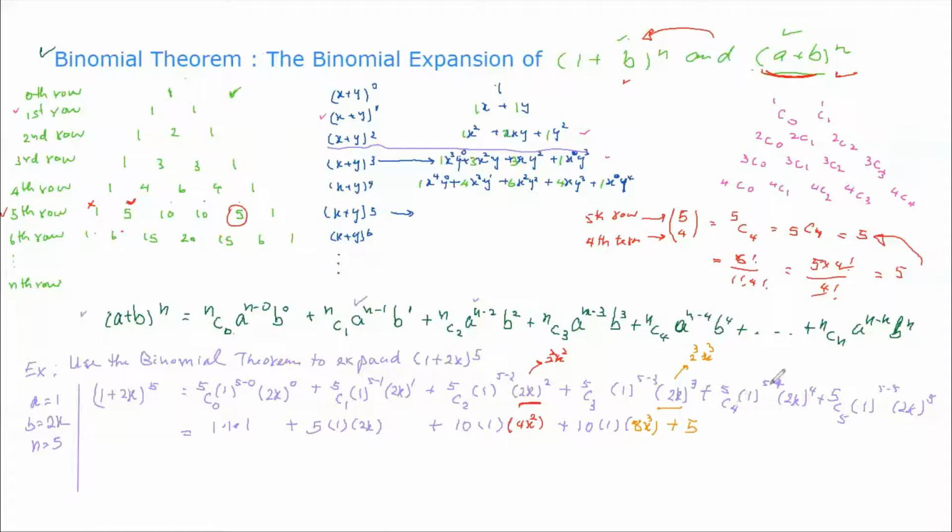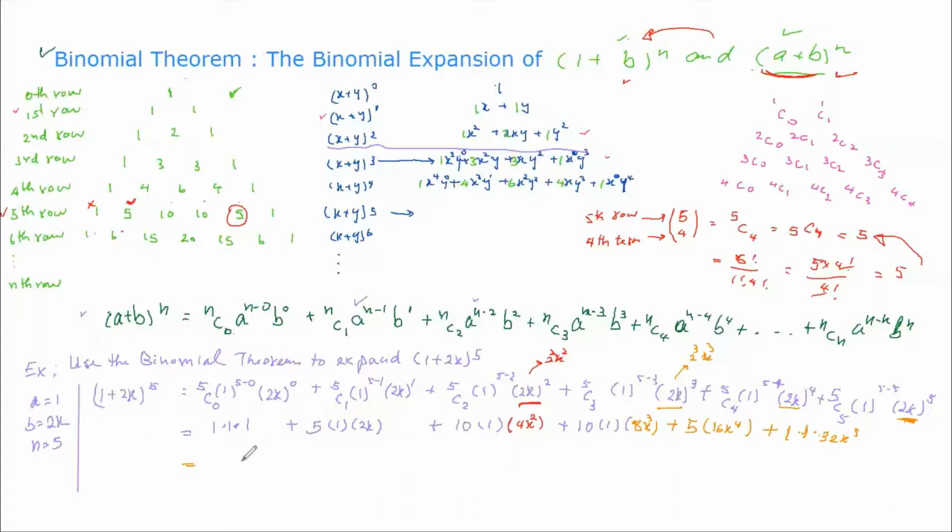And then this one again, okay? Because base 1. And then this one, don't forget, is 2 power 4, which becomes 16, right? And x power 4. Plus 5C5 is 1 times 1. This one, 1 power 0, is still 1. And then the last one, don't forget this one, becomes 2 power 5, which is 32x power 5. So finally you simplify it.